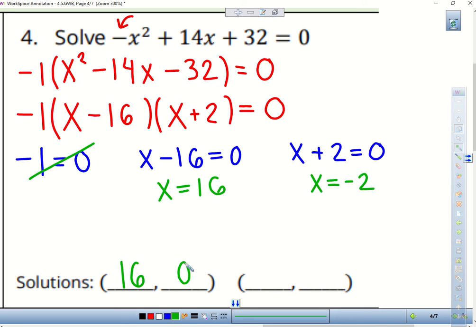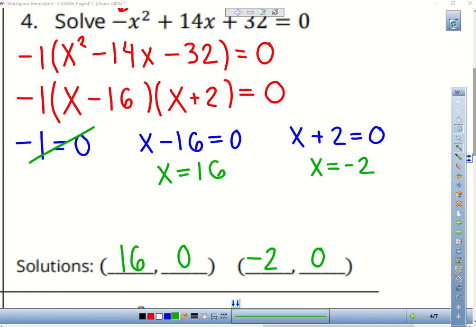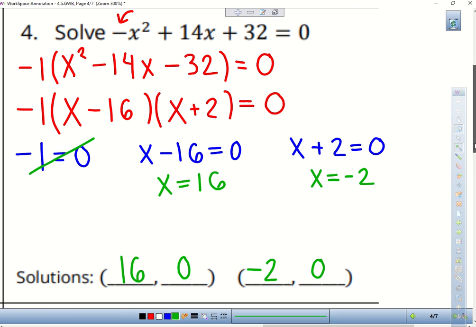And it doesn't matter which order you put your solutions in, unless the question says something like put the positive one first or put the negative one first or anything like that. Otherwise, unless specified, you can write it in either order. Okay?